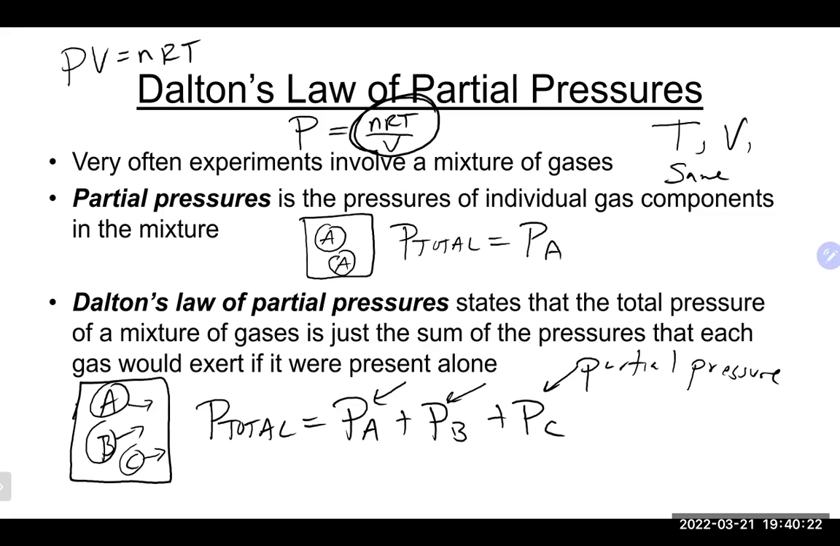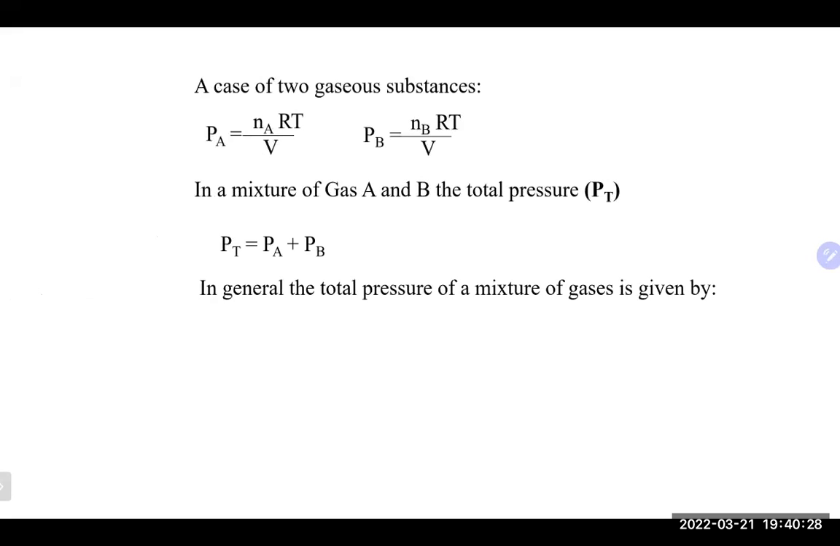Any questions on that there? So that's basically what this says. Again, we can just do the ideal gas law for each gas separately, and then to figure out the total pressure, just add those numbers together.